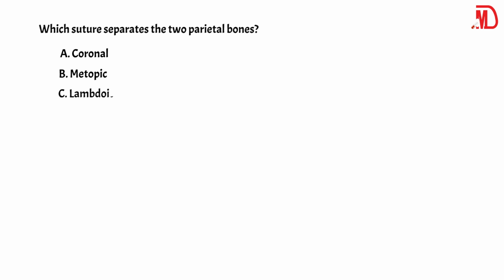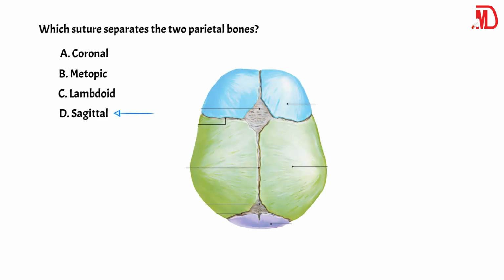Which suture separates the two parietal bones? A. Coronal, B. Metopic, C. Lambdoidal, D. Sagittal. The correct answer is D. Sagittal. The sagittal suture lies between the two parietal bones and separates them along the midline of the fetal skull.